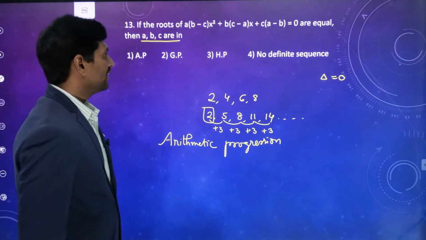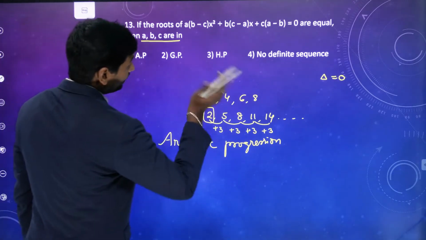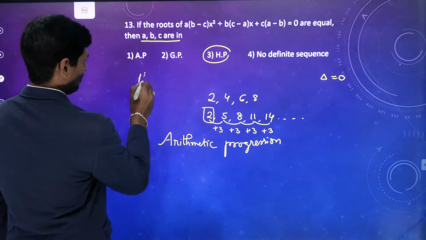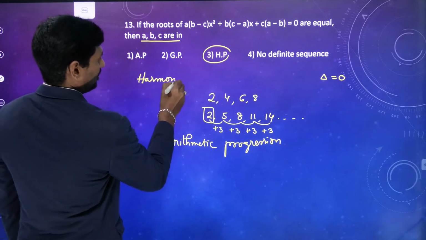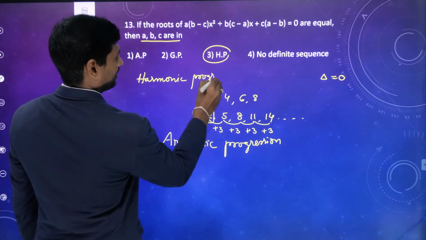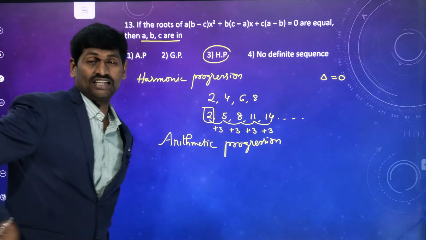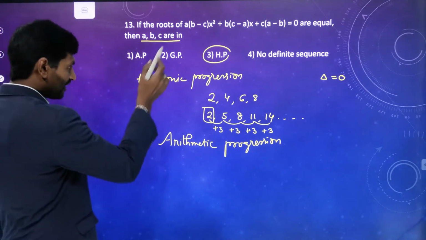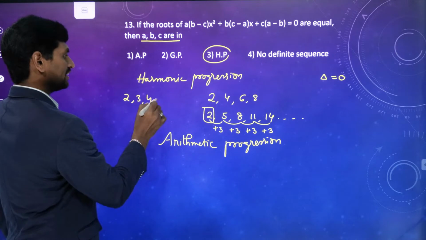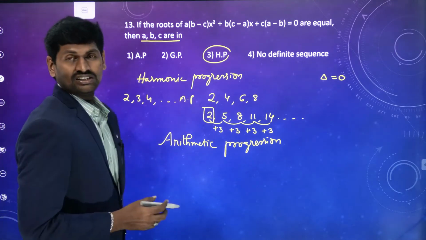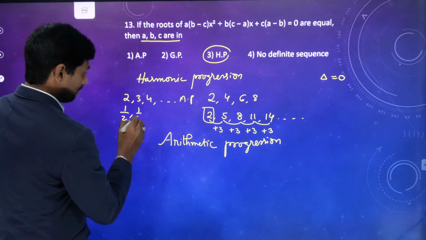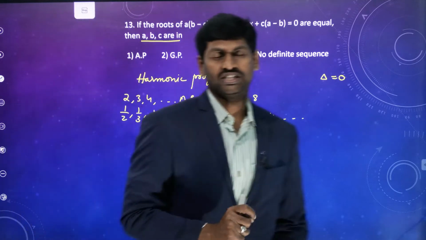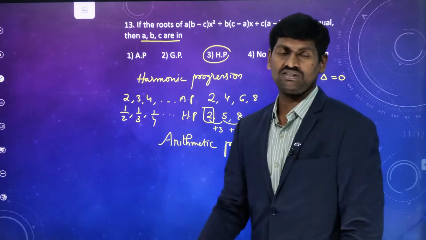Okay? In the same way, HP. HP means harmonic progression. It is exactly inverse to the arithmetic progression. That means if the numbers 2, 3, 4 are in AP, then 1 by 2, 1 by 3, 1 by 4 are in harmonic progression. So arithmetic progression and harmonic progression are inverses of each other.